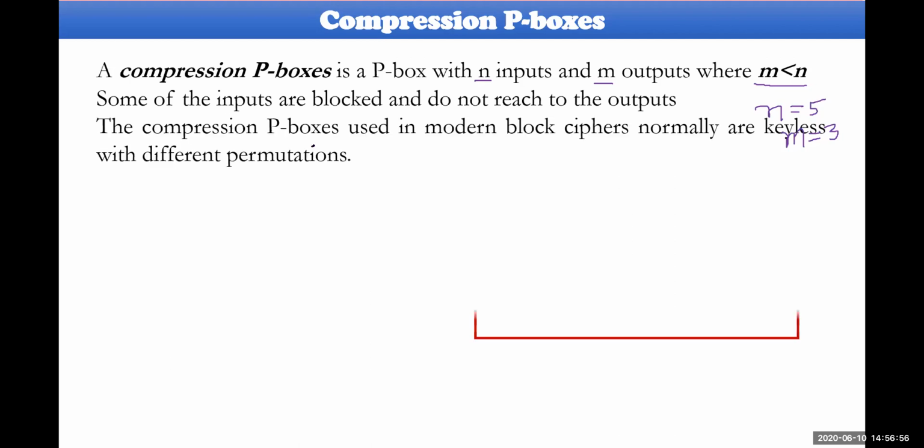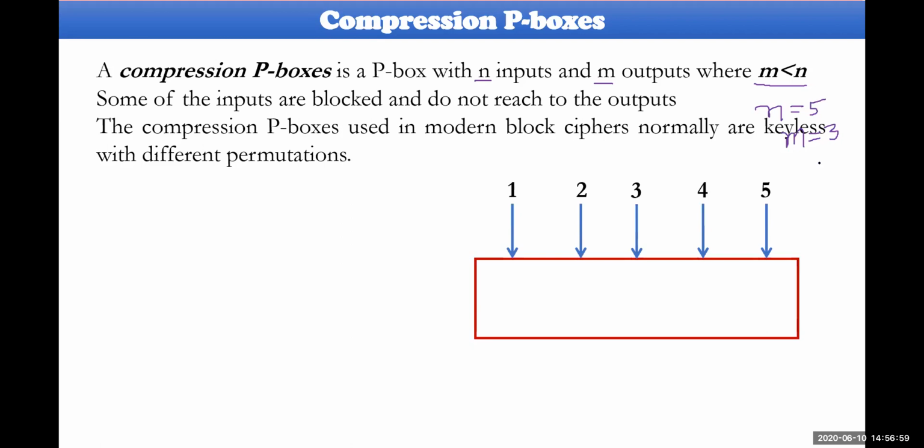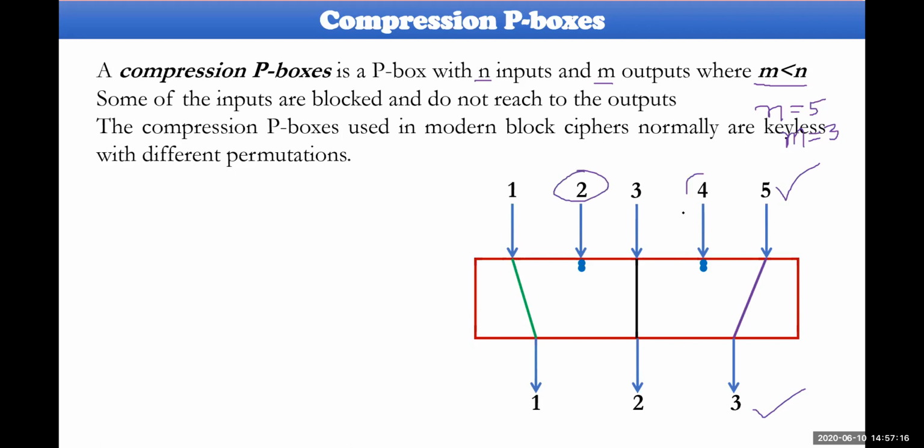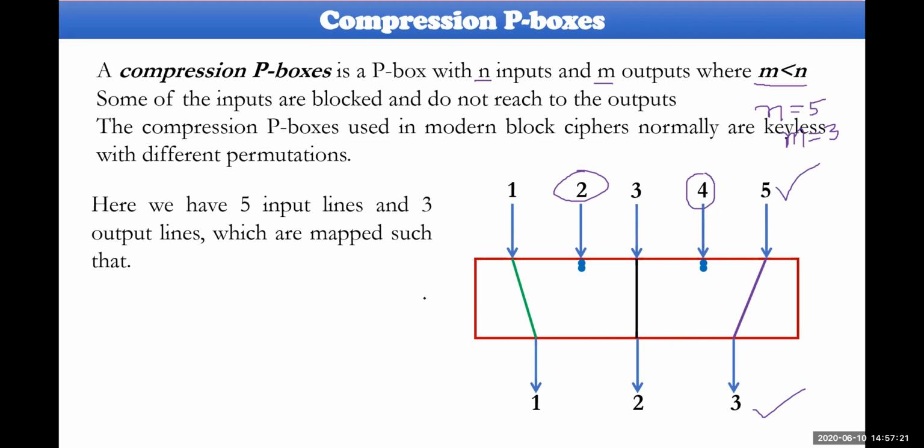Look at the diagram here. The total number of inputs is 5 and the total number of outputs is 3, and here is how these are connected. 1 is connected to 1, 3 is connected to 2, and 5 is connected to 3. And 2 and 4 are blocked and do not reach the output. In this fashion you have compression P boxes. If one stage has a huge number of bits and the subsequent stage requires very few outputs, then compression P boxes are used.